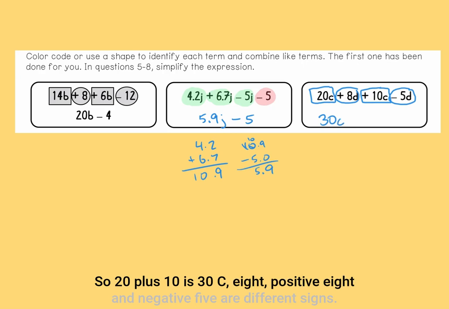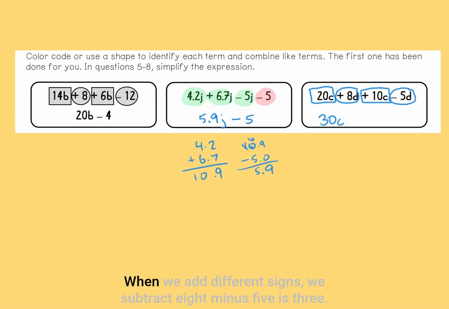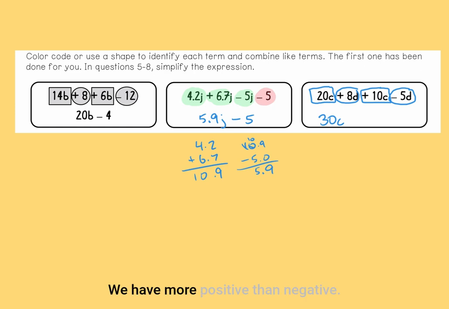8, positive 8 and negative 5 are different signs. When we add different signs, we subtract. 8 minus 5 is 3. Our 8 is further from 0. We have more positive than negative. So it's going to be plus 3D. So that's how we combine our like terms.